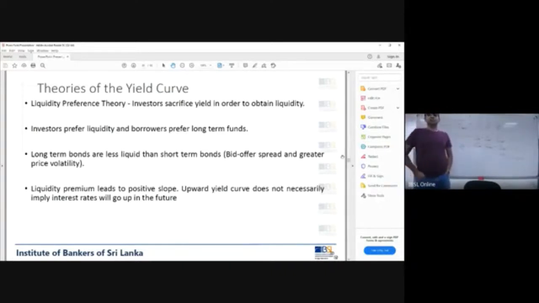In liquidity preference theory, investors sacrifice yield in order to obtain liquidity. So it assumes that most investors will prefer high liquidity as opposed to high interest rates.